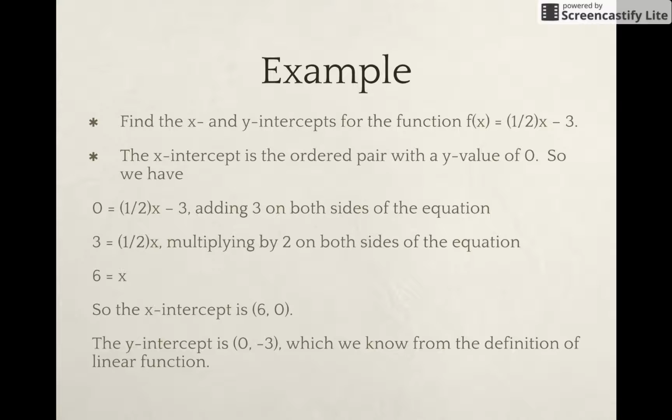Here's an example of doing that. We have the function f of x equals 1/2 x minus 3. To find the x-intercept, we'll let y be 0. So that's going to result in the equation 0 is equal to 1/2 x minus 3. Proceeding to solve for x by adding 3 on both sides, and then multiplying by 2 on both sides gives us the solution x equals 6. So we know the x-intercept is the ordered pair 6, 0.